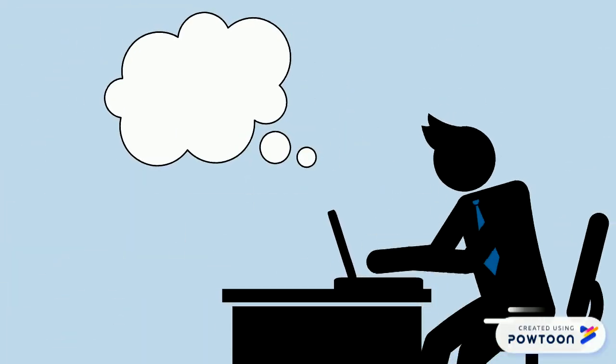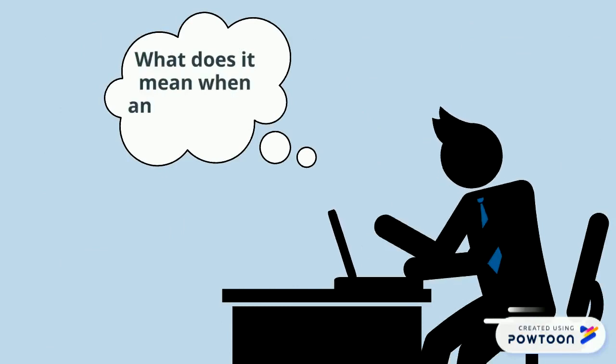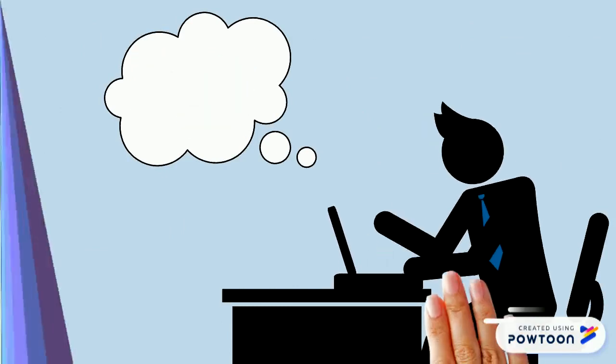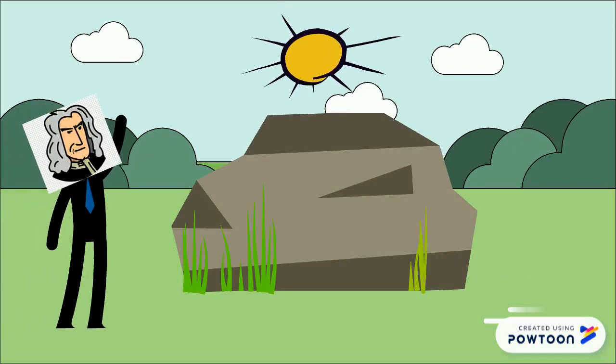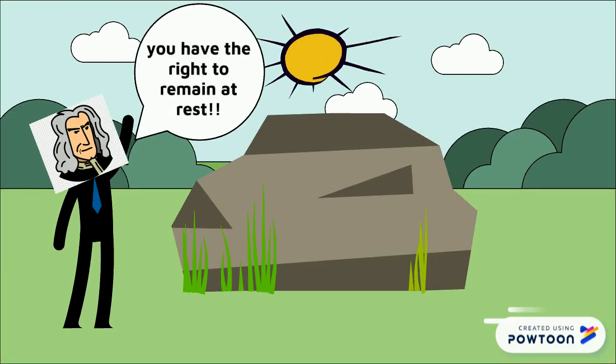So, what does it mean when an object is at rest? An object is at rest when the position of an object with respect to its surroundings does not change with time. In short, the object is at rest when it's not moving at all. Just like this boulder. We can say that this boulder is at rest as it is not moving in any direction at all.